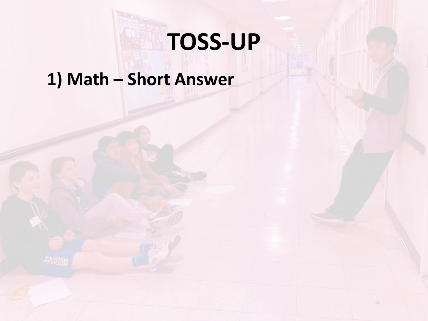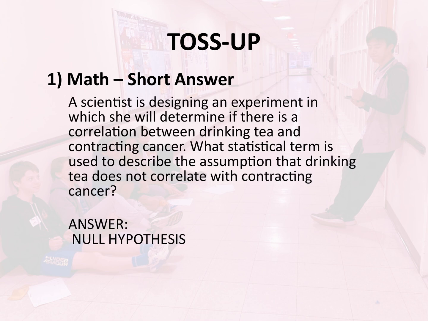Toss-up 1. Math, short answer. A scientist is designing an experiment in which she will determine if there is a correlation between drinking tea and contracting cancer. What statistical term is used to describe the assumption that drinking tea does not correlate with contracting cancer? Answer: null hypothesis.